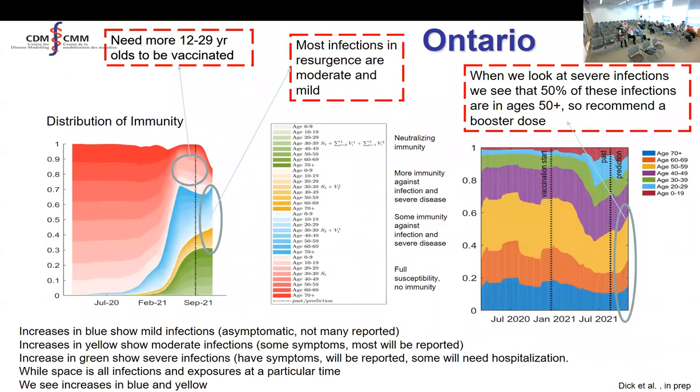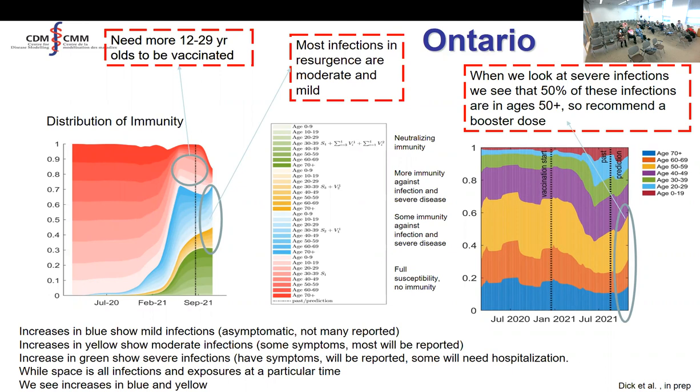And then what we can do is plot out all of our individuals in the S classes and in the V classes, and look at what the distribution of immunity will be and how it's changing over time. And so here is what our distribution of immunity looks like for Ontario on the left.